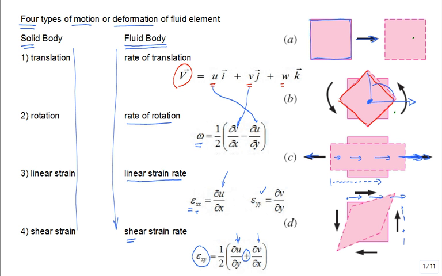Just make sure and remember that the fluid undergoes four types of deformation, and you start to get familiar with this notation of taking derivatives of velocities, and they mean something. You can interpret those derivatives to help describe the rotation, linear strain or shear strain of the fluid element.